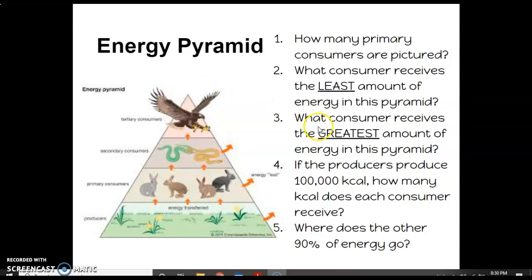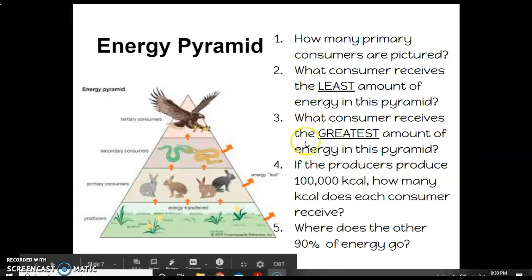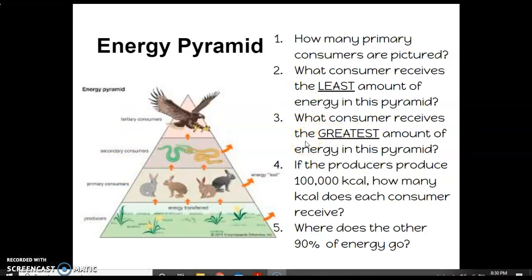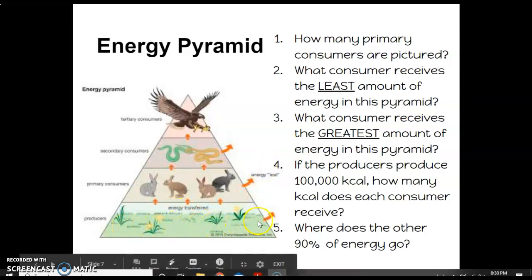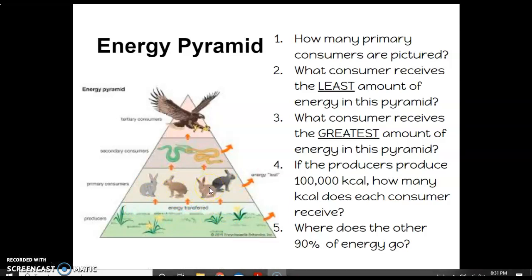This is kind of a tricky question, number 3, but again, you have some help here. What consumer receives the greatest amount of energy in this pyramid? The answer to that is not this level down here, which are the producers, because the producers are not considered consumers. You'll find this out on your test. If you don't study this part, then you're probably going to miss this question. So it was very important.